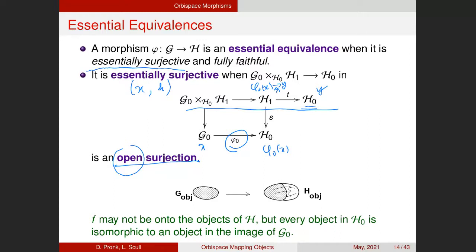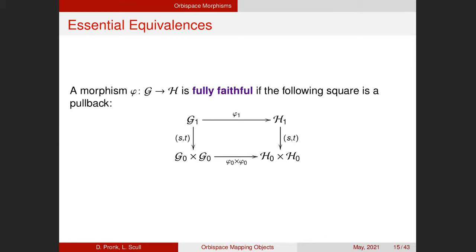That was essentially surjective. To be fully faithful, I really ask that the local structure in the two groupoids looks the same, as far as the arrows are concerned, and there's a nice categorical way to say that, namely that this square be a pullback. So if I have points X and Y here, and I look at phi naught X, phi naught Y, then we see that the arrows between X and Y in G1 correspond exactly to arrows between phi naught X and phi naught Y. And again, this is the good way to say it topologically, in the sense that all the maps here are continuous, and this is a pullback in spaces. Good. So if we are essentially surjective and fully faithful, we call a map an essential equivalence.